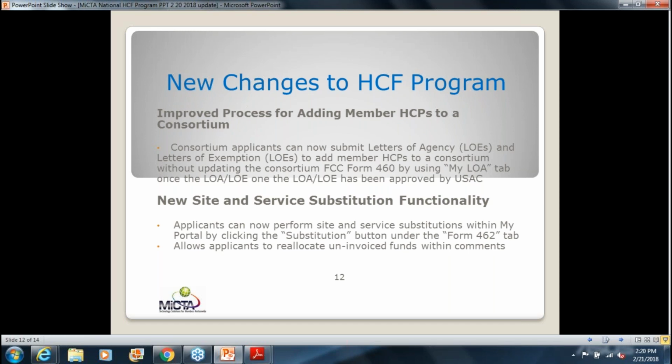And new site and service substitution, you can see in the middle of this funding process, if for some reason a site is closed or something happens to a site and they no longer are able to take service, then you can do a substitution. There's a substitution button on the Form 462 that allows you to reallocate unused invoice funds within the overview of the 462 that you originally filed and were approved for.